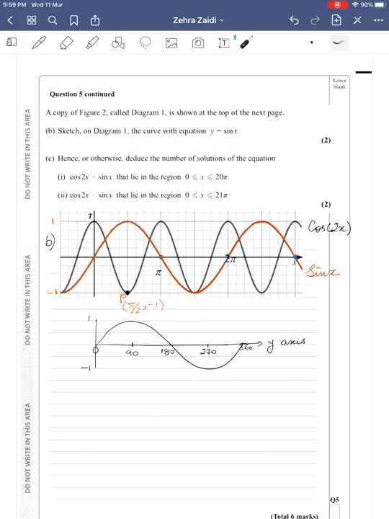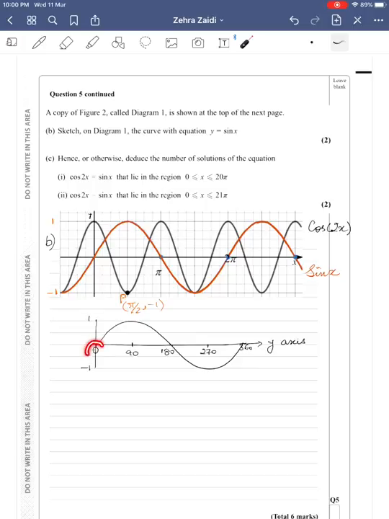Continuing with question number 5, I have just pasted an extract of the question here for reference. So part B of the question says, sketch on diagram 1 the curve with equation y is equal to sin x. So I have already drawn the sin x curve here with the red pen. Now some of you may not remember how to draw the sin x curve.